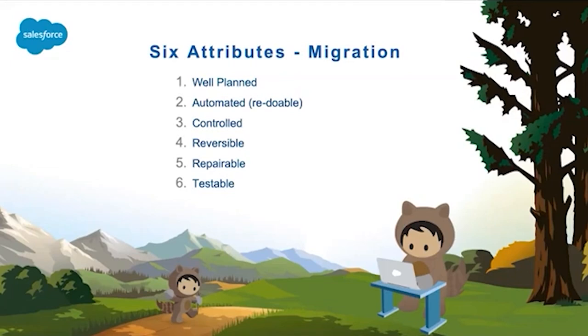And as part of control, based on the well planned scope in place, your control will determine what data associated with these objects is to be included. So that's why these attributes are interconnected with each other. The attribute number 4 is reversible. Reversible is again the ability to undo a data migration either fully or partially in a more controlled way.